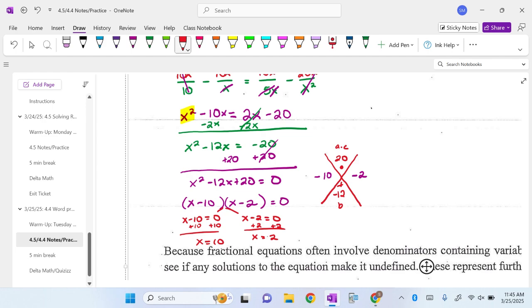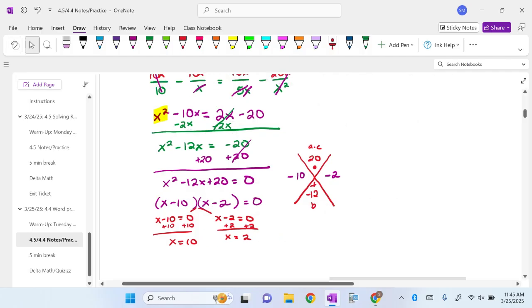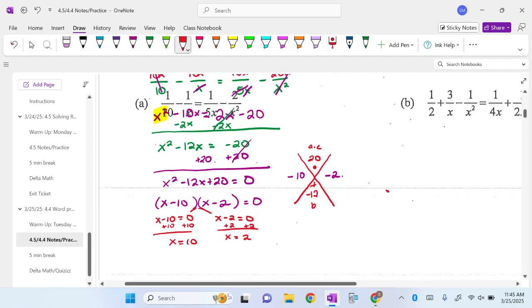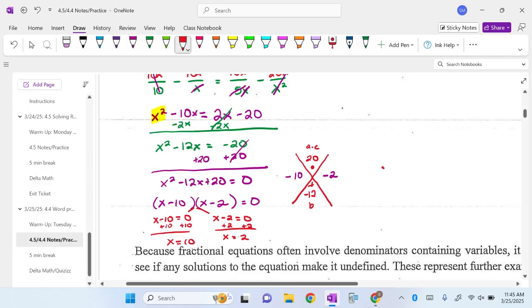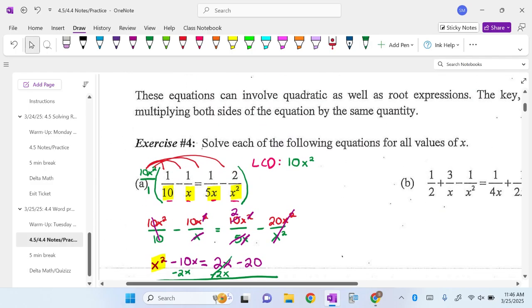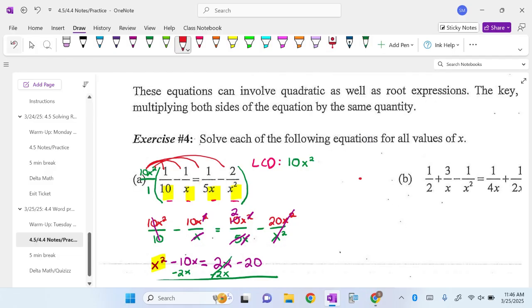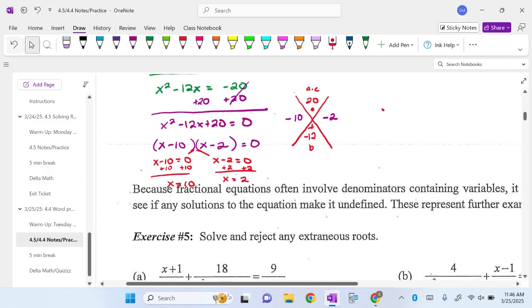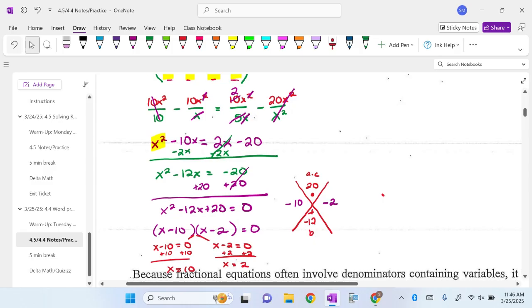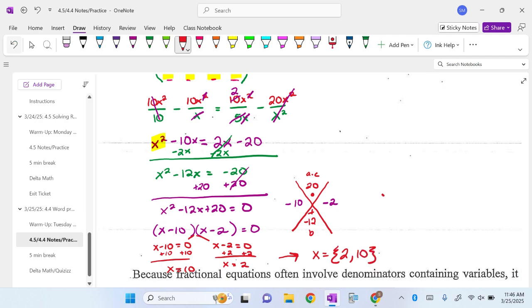All right. Luckily for us, 10 and 2 will work out with these and not become 0. So both of these are solutions. So your solution to this one is x is equal to the set of 2 and 10. They both work.